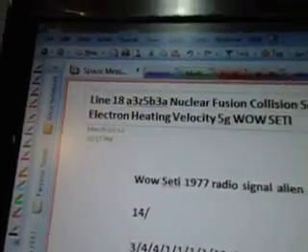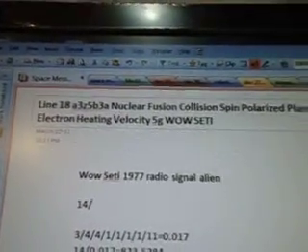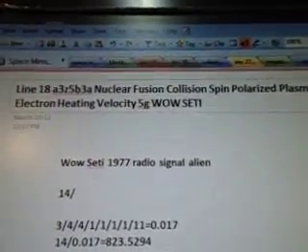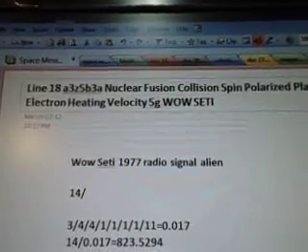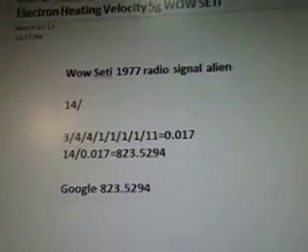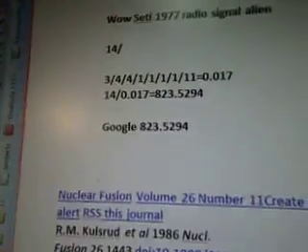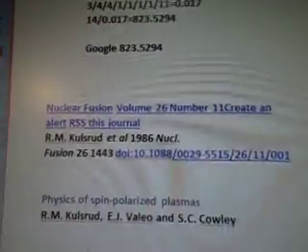So part 176 is line 18A, 3z5b3a: nuclear fusion, collision, spin polarized plasmas, electron heating, velocity, 5G, Wow Seti. There's our Wow Seti radio signal. That's the equation. There's the answer to it. So we Google the number, and this is the data that comes up from it.